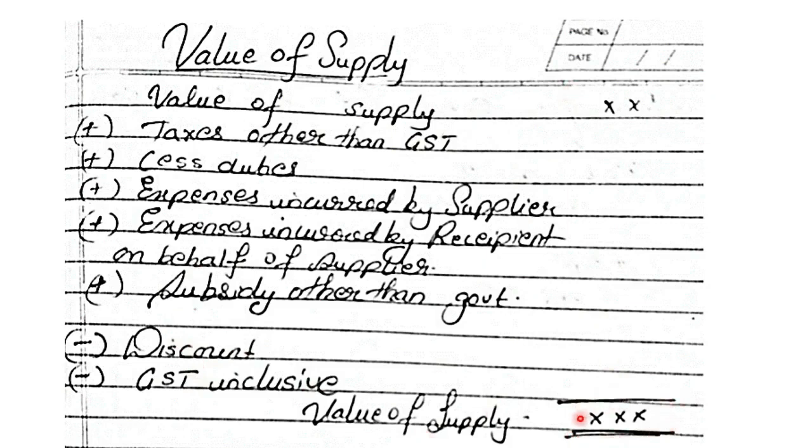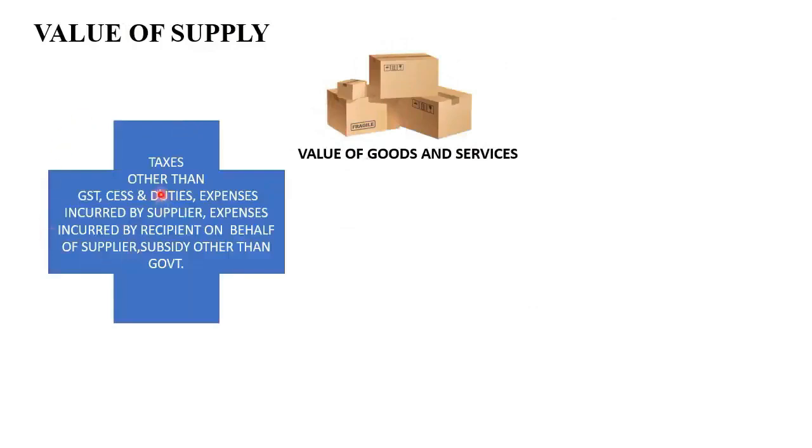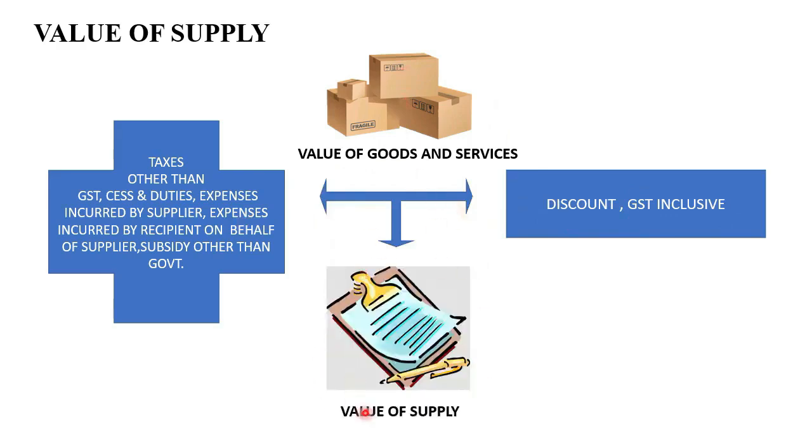So in order to put this from a graphical point of view, value of supply is nothing but the value of goods and services. To that, you have to add all the taxes other than GST. You add up all your cess and duties, all expenses incurred by the supplier and recipient on behalf of the supplier, and all the subsidy other than government. You add up all this to the value of goods and services, and you subtract discount or GST inclusive if any. Finally, whatever bill comes up, that is nothing but your value of supply.